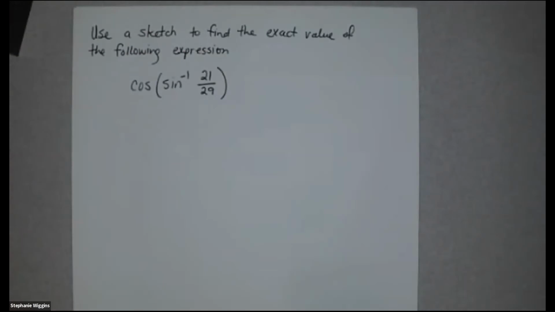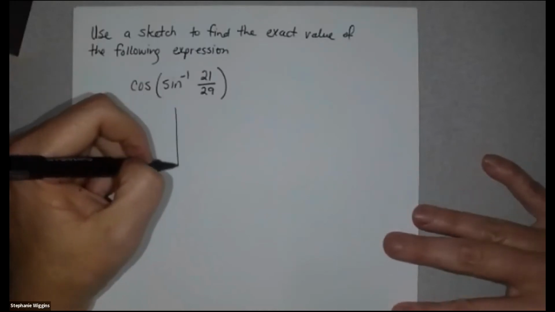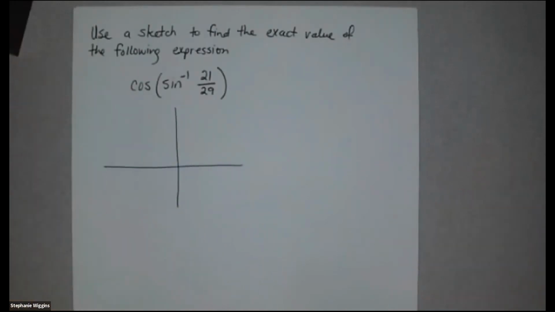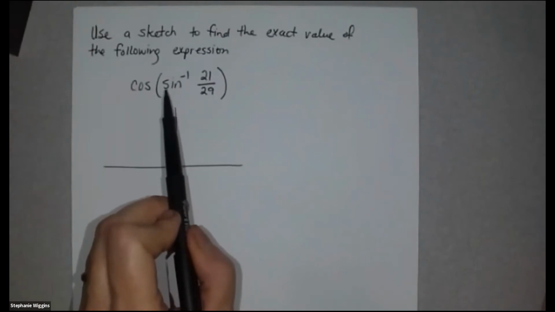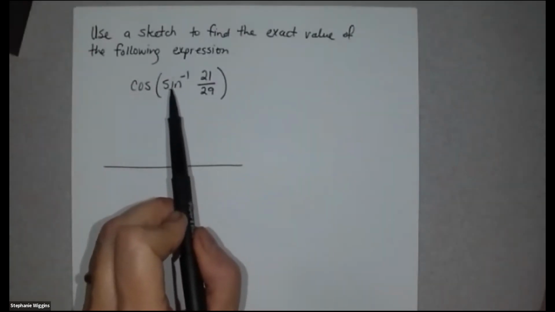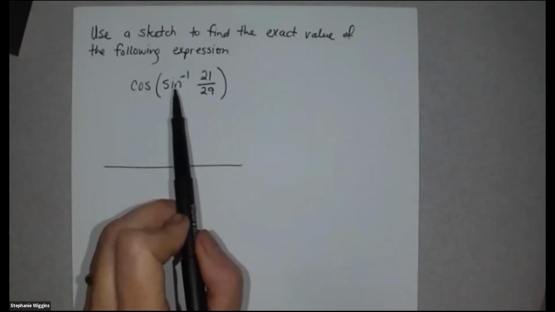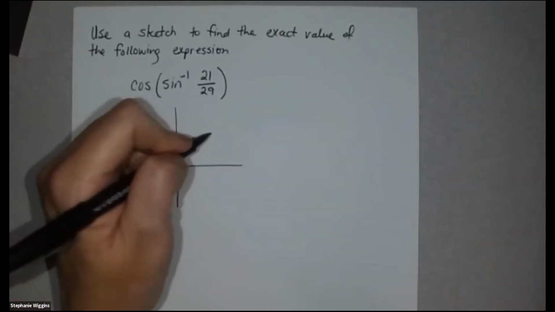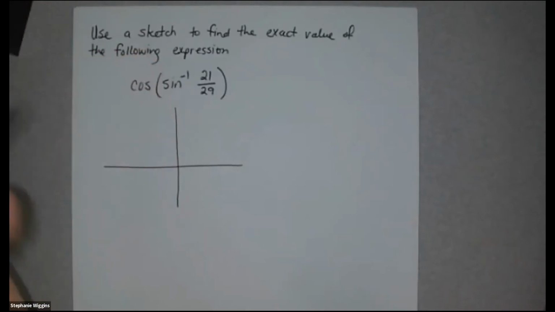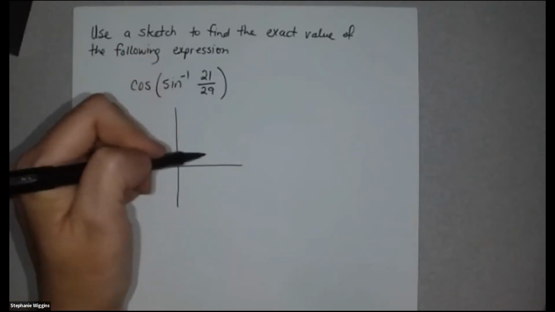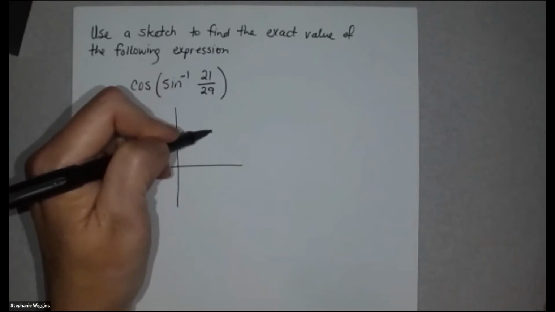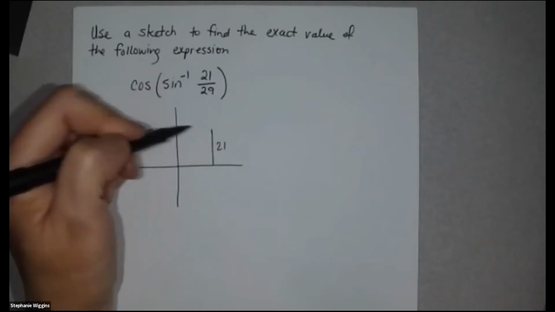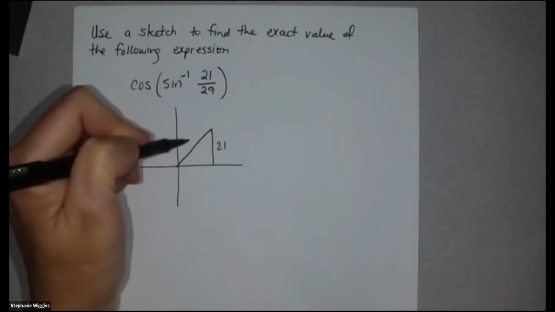All right, so I am going to sketch a triangle in the coordinate plane. We're talking about sine, since we've got sine inverse. Remember, sine is y over r. So our r value is 29. So if I draw this point, this distance here, the height, which is your y, is 21. Let's draw it like this. That's 21, and the radius, or the r value, is 29.